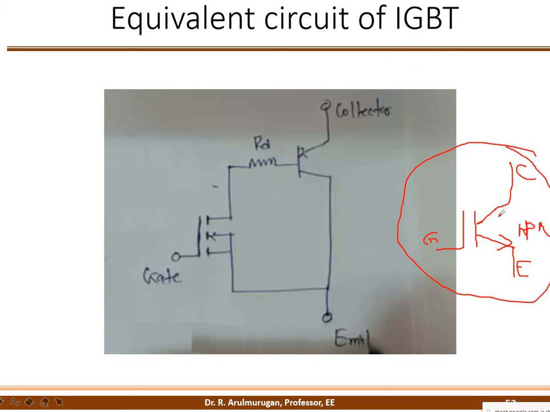So this is a method to develop the symbol of the IGBT. The IGBT symbol is developed from MOSFET plus BJT. This is the inside construction part. Then why is it a voltage control device? Because the input side is a MOSFET. That's why it is a voltage control device. This is the symbol of the IGBT.